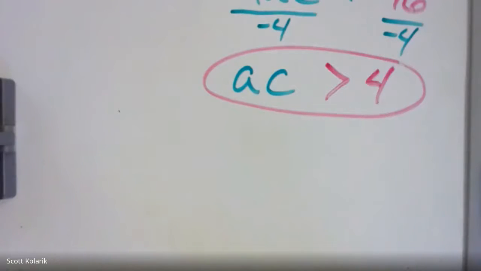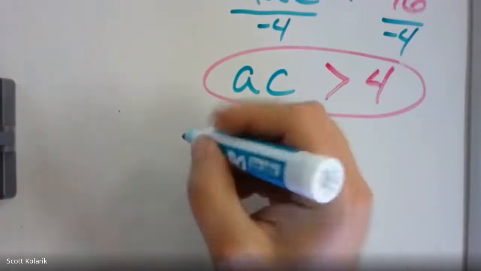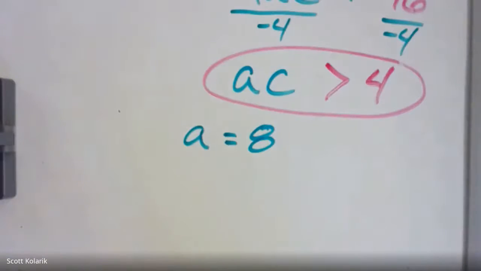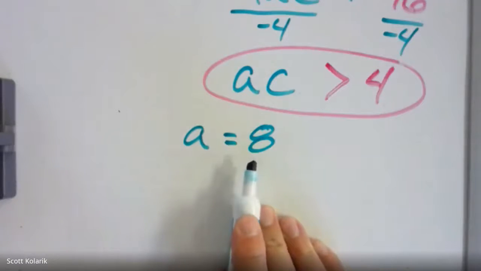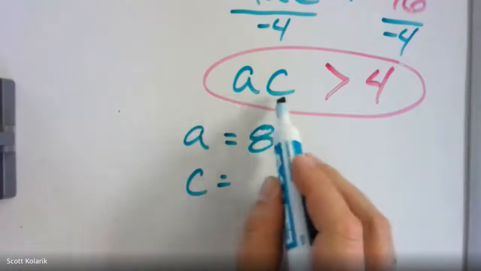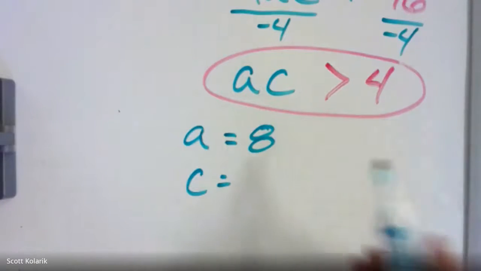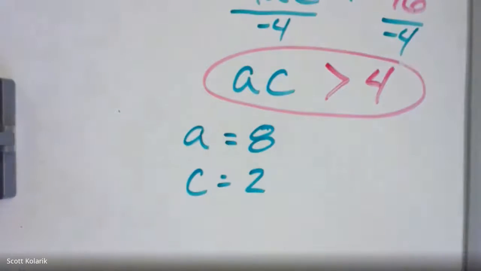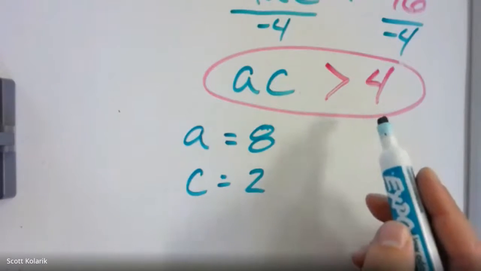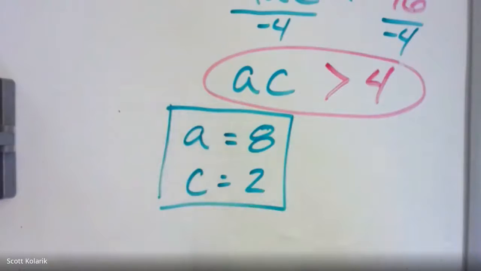The reason this type of problem tends to be so confusing to so many people is because there's not a single solution. There's actually an infinite number of solutions. So let me give you a case in point. For instance, maybe your favorite number is 8. Maybe it's your least favorite number. I don't care. But let's say you chose A being 8. As long as C was some number that when I multiply them together was bigger than 4, this is a true solution. So maybe you say 2. Well, 8 times 2 is 16. Is 16 bigger than 4? Yes. Therefore, this is a possible solution.